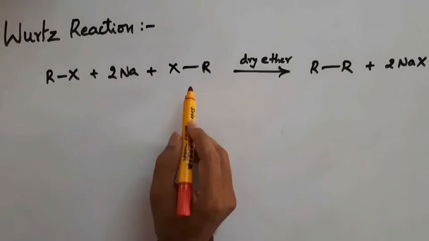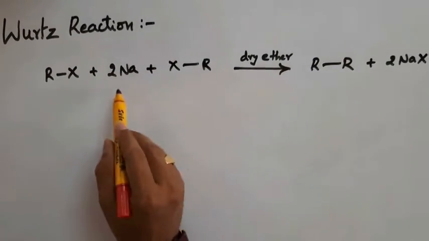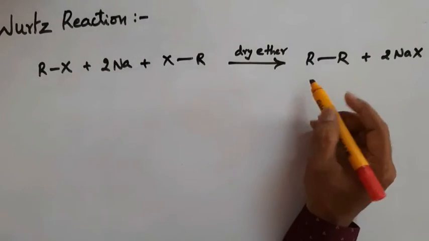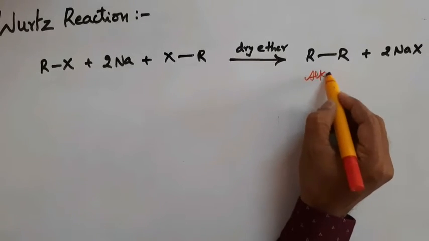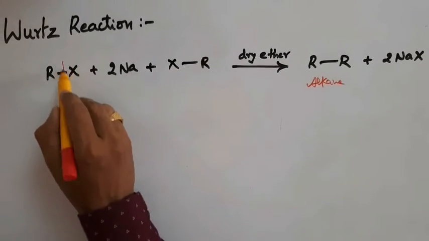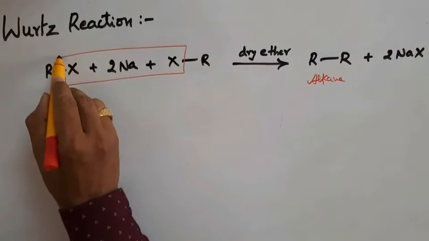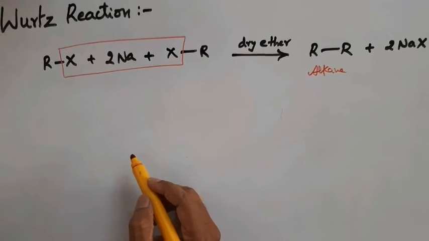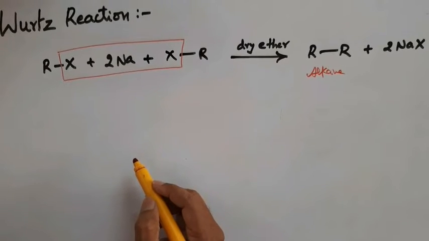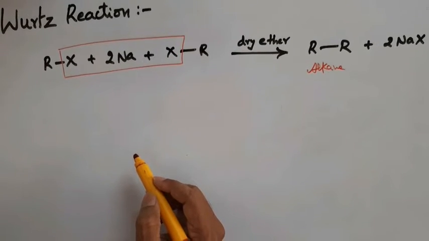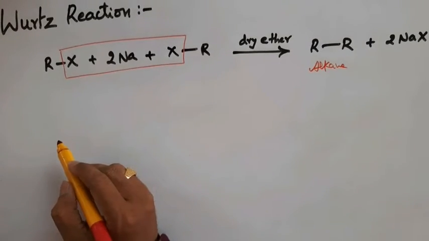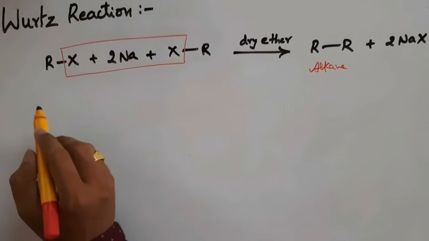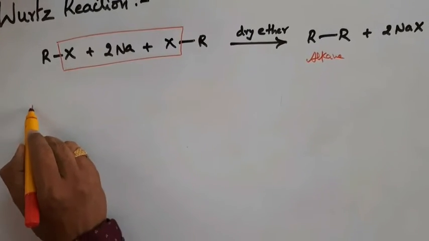I have taken 2 moles of alkyl halide here, treated with metallic sodium in presence of dry ether solvent, and I got the alkane product. So this is the best method for the preparation of symmetric alkanes. Whereas unsymmetric alkanes cannot be prepared by using this particular Wood's reaction because we are going to get only 33% of the desired alkane. The remaining 66% will be junk product, that is undesired alkane. Okay, let us see a few examples of this Wood's reaction now.